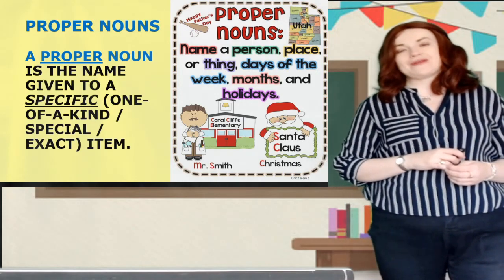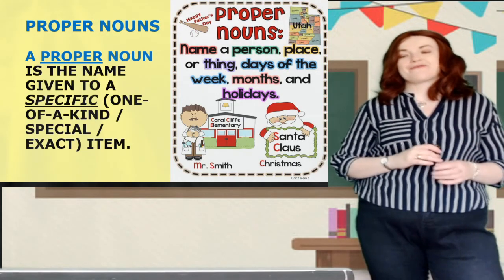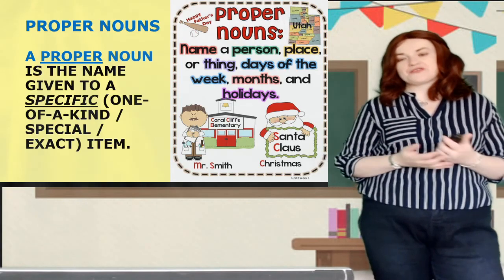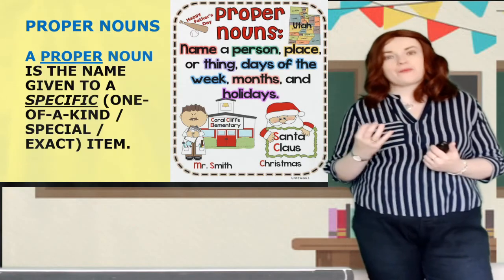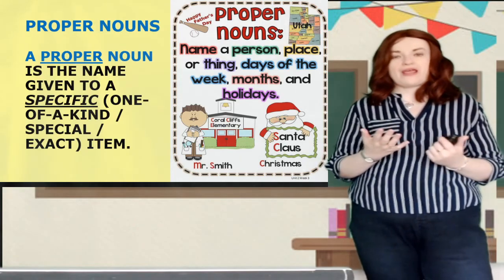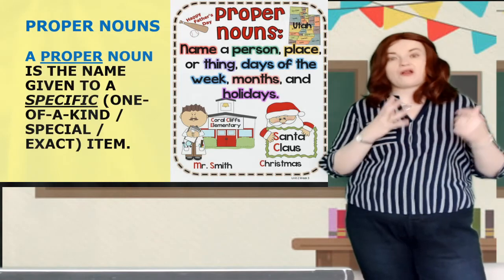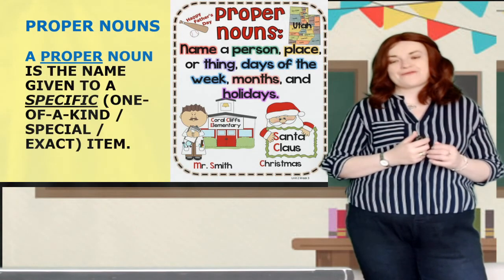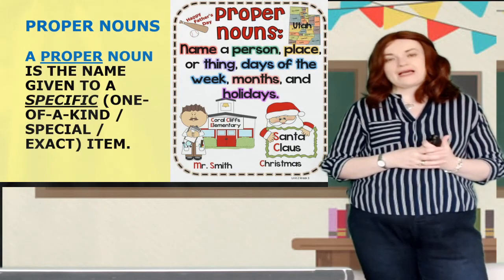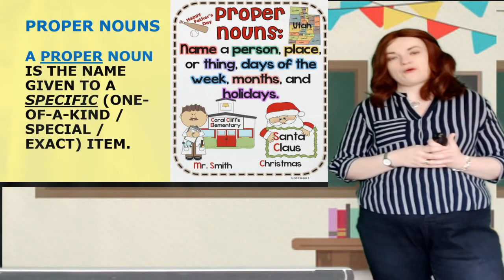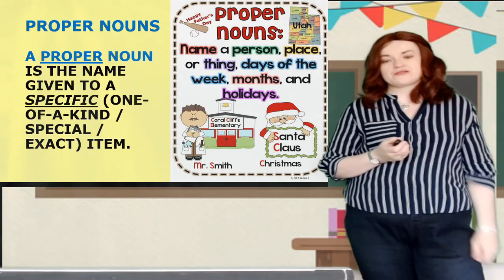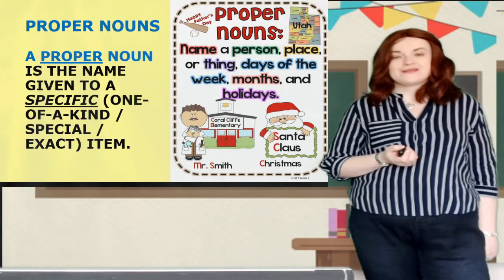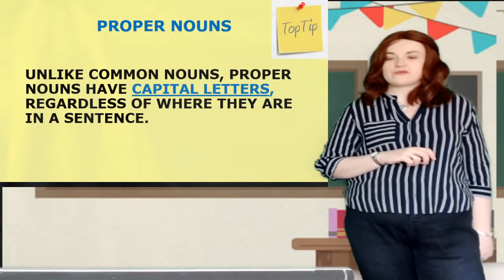So a proper noun is the name given to something specific. So it's one of a kind, it's unique, special, exact. So if you're naming a person or a place or a thing or a day of the week or a month of the year or an event or a book title, if it's something specific, then you give it a capital. So therefore it becomes a proper noun if you're naming something in particular. So things like Mr. Smith or Santa Claus, they would get capitals.